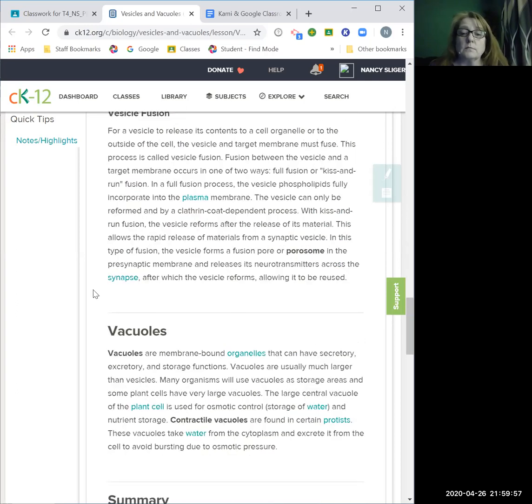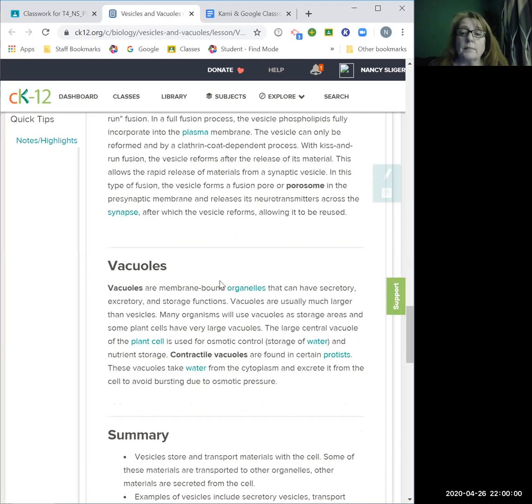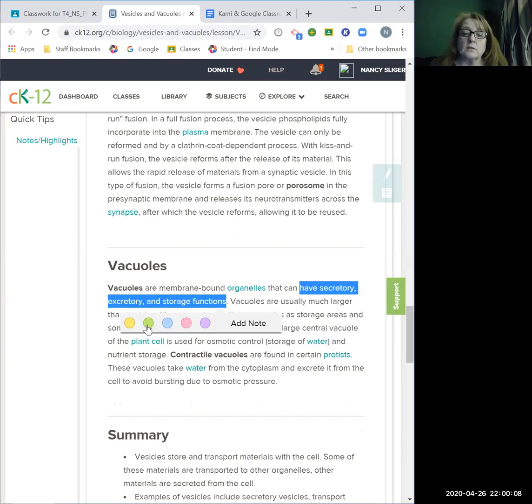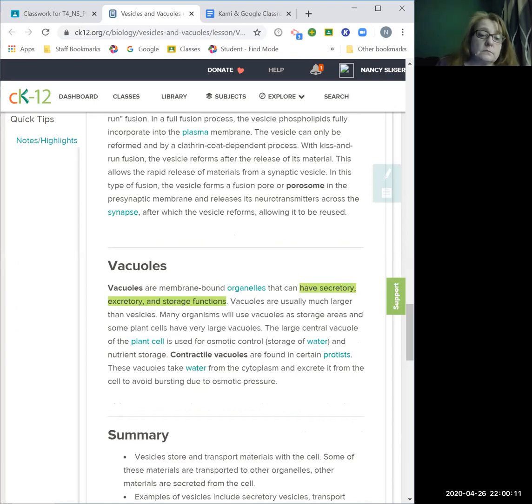And then vacuoles are membrane-bound organelles that can have secretory, excretory, and also may be used for storage functions in the cell. And they're different from vesicles in that vacuoles are much larger than vesicles. And this here introduces you to the contractile vacuole that's in certain protists, or the large central vacuole of a plant cell, which we've not gone over plant cells yet.